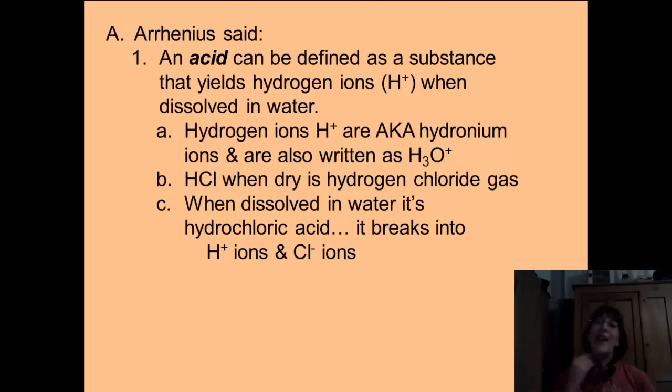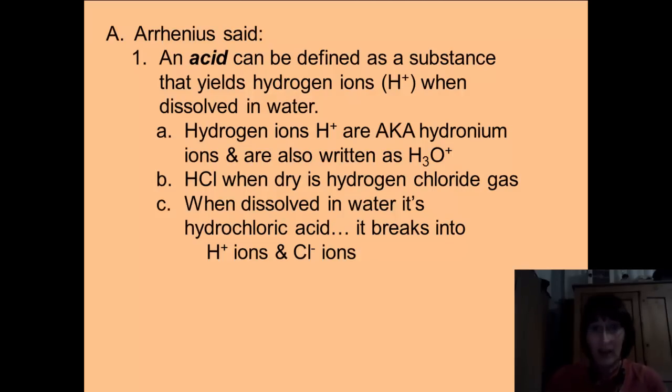Alright, so Arrhenius said an acid can be defined as a substance that yields hydrogen ions when dissolved in water. Again, if you look at letter A here, it says hydrogen ions are also known as hydronium ions, and they're also written as H3O+. So it depends on what you're looking at, whether you typically call them H+ ions or H3O+ ions. Hydrochloric acid, when it's dry, when it's not in water, is called hydrogen chloride gas. When it's dissolved in water, we say it's hydrochloric acid. So all of the hydrochloric acid that we have will be in liquid form.